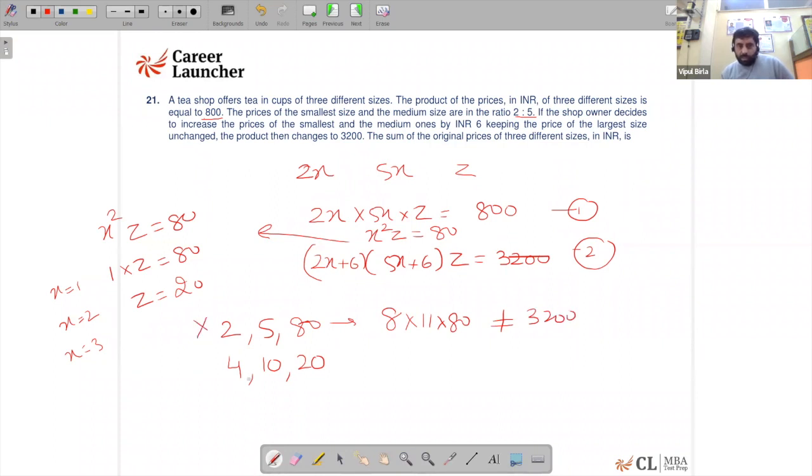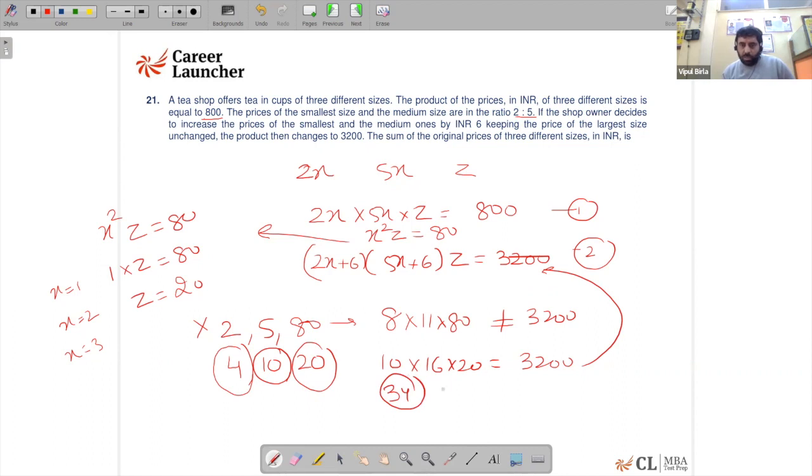If I take this, 4 increases by 6, that becomes 10. 10 increases by 6, that becomes 16. This remains 20 only. And this product, if you take, is coming out to be 3200. So therefore, which is equal to what is required, and therefore the value of X is 2, which eventually gives me prices of 4, 10 and 20 for the small, medium and the larger, and therefore their sum is coming out to be 34, which is the answer to this question.